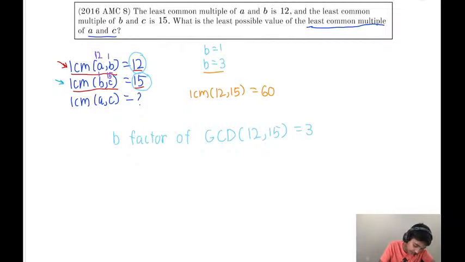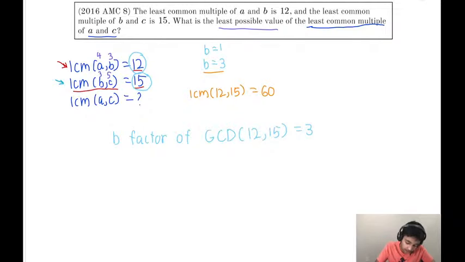If B is 3, then A, we want to minimize. We want to find the least possible value of the least common multiple of A and C. So we don't want to give too many factors to A and C. So at minimum, A will have to be 4, because then 4 times 3, you have to get all the factors so that it will have 12. And similarly, C will have to be 5, so that they have a factor of both 3 and 5 in B and C.